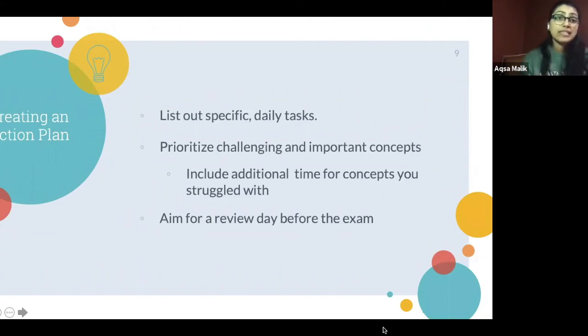Whether you study best in the morning or in the evening or at night, whatever time, the start of your study time should be dedicated to those most challenging concepts because that's when you have the most energy and brain power. And near the end of your study time, that's where you want to have that review time for your easier concepts. You also want to aim for a review day before the exam. You can have an exam 2 days after classes end, so it may not be feasible for situations like that, but definitely try to aim for a review day if you can.